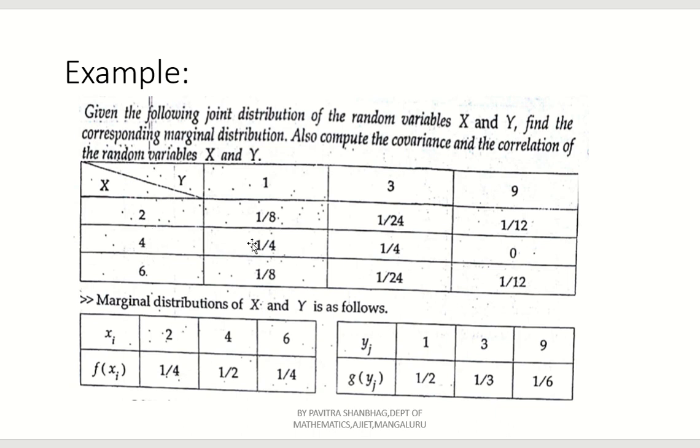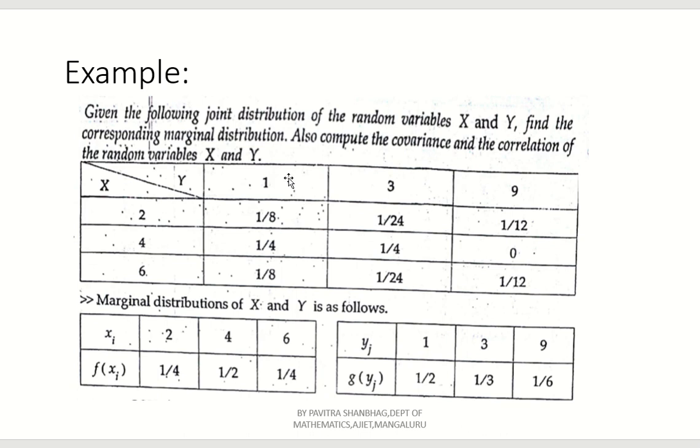Similarly, for 4, 1 by 4 plus 1 by 4 plus 0. That is 2 by 4, that is 1 by 2. Again, for 6, 1 by 8 plus 1 by 24 plus 1 by 12, again 1 by 4. So if you add, you will get 1, right? See, 1 by 4 plus 1 by 2 plus 1 by 4 means 1 by 2 plus 1 by 2. So finally you will get here 1. So the marginal distribution is proper.